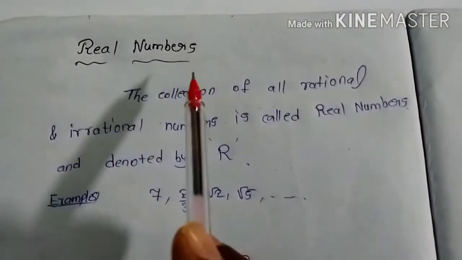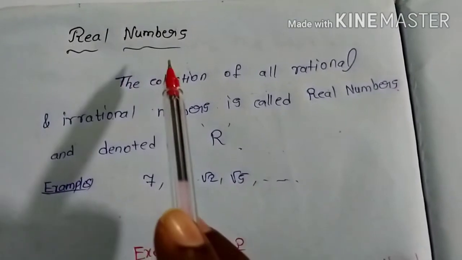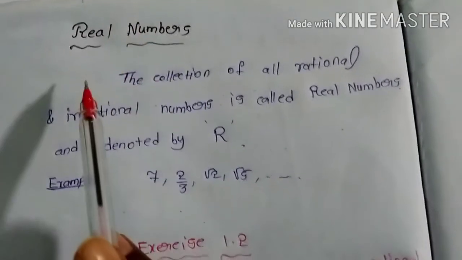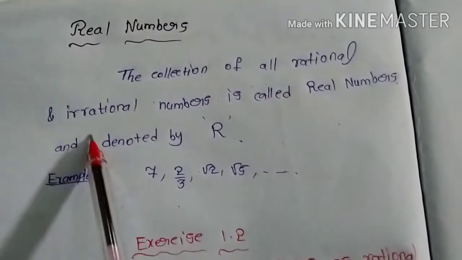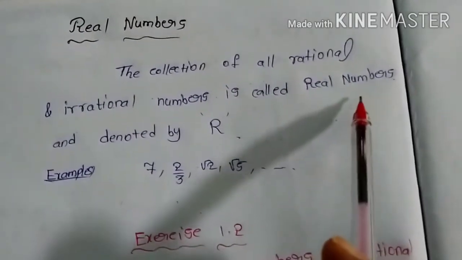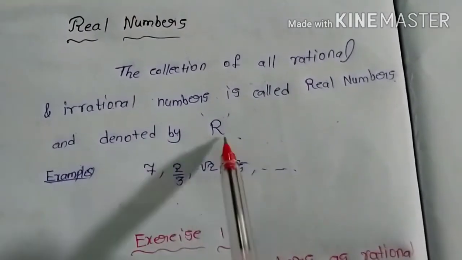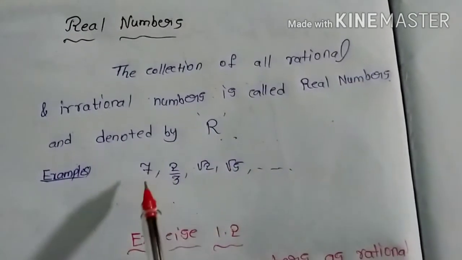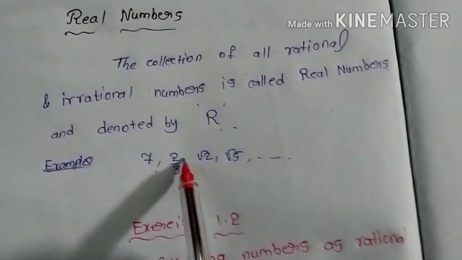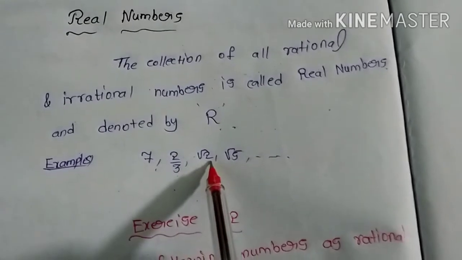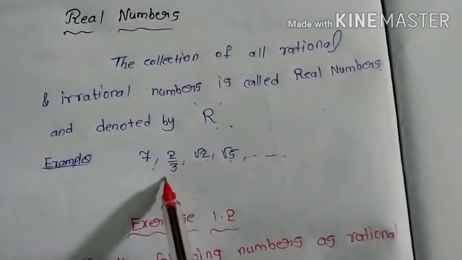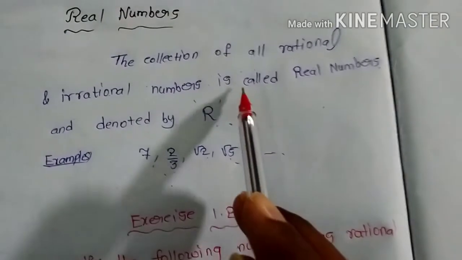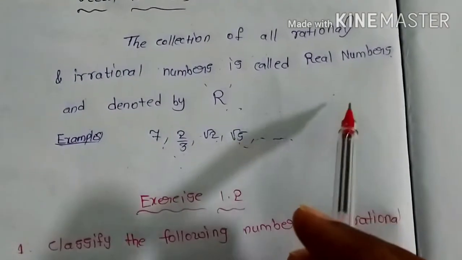Now you can see here real numbers. What do you mean by real numbers? We know rational numbers, irrational numbers. The collection of all rational and irrational numbers is called real numbers. It is denoted by r only. See here 7, it is a rational number. 2 by 3 is also a rational number. Root 2 is an irrational number. Root 5 is an irrational number. That means the collection of rational and irrational numbers is called real numbers.